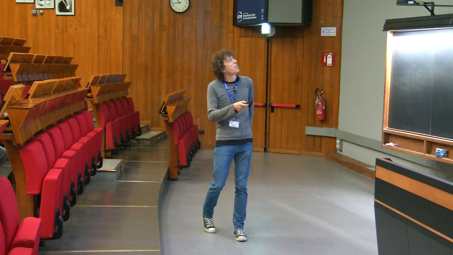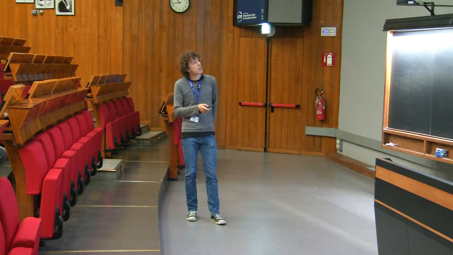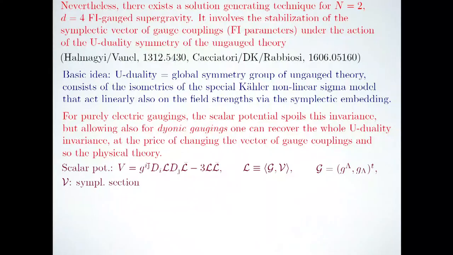So where you see this, you have here the scalar potential in the FI-gauged case written in a symplectically covariant way, right? So G is the special Kähler metric, these D_i are Kähler covariant derivatives, and this L is a symplectic product of G and this curly V, where G is here the symplectic vector of FI parameters, and the curly V is the symplectic section. So you see, in the case with just electric gaugings, you have only the G's with the lower index, but if you also have magnetic gaugings, then you have also the G's with the upper index. So the potential can be written in this symplectically covariant way.